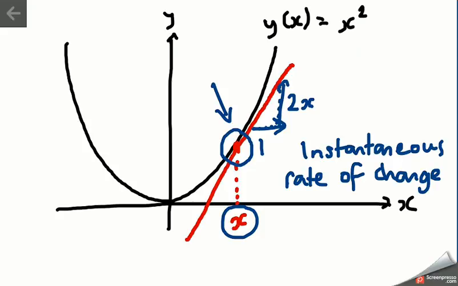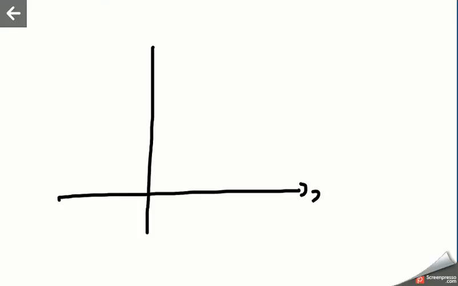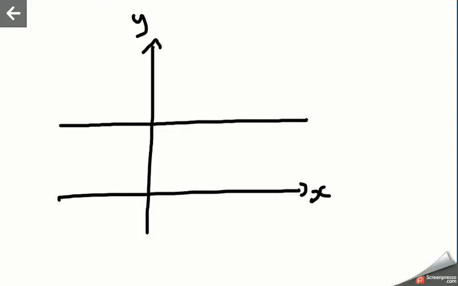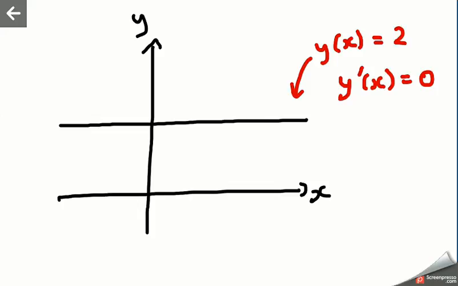Let's do one last example. And the example we're going to do is the constant function. We already know that that differentiates to 0. Let's make sure it lines up with what I've just been saying this whole time. So x, y, and let's take the constant function y of x is equal to 2. So this is y of x equals 2. And we know that y prime of x is equal to 0. Does that make sense?